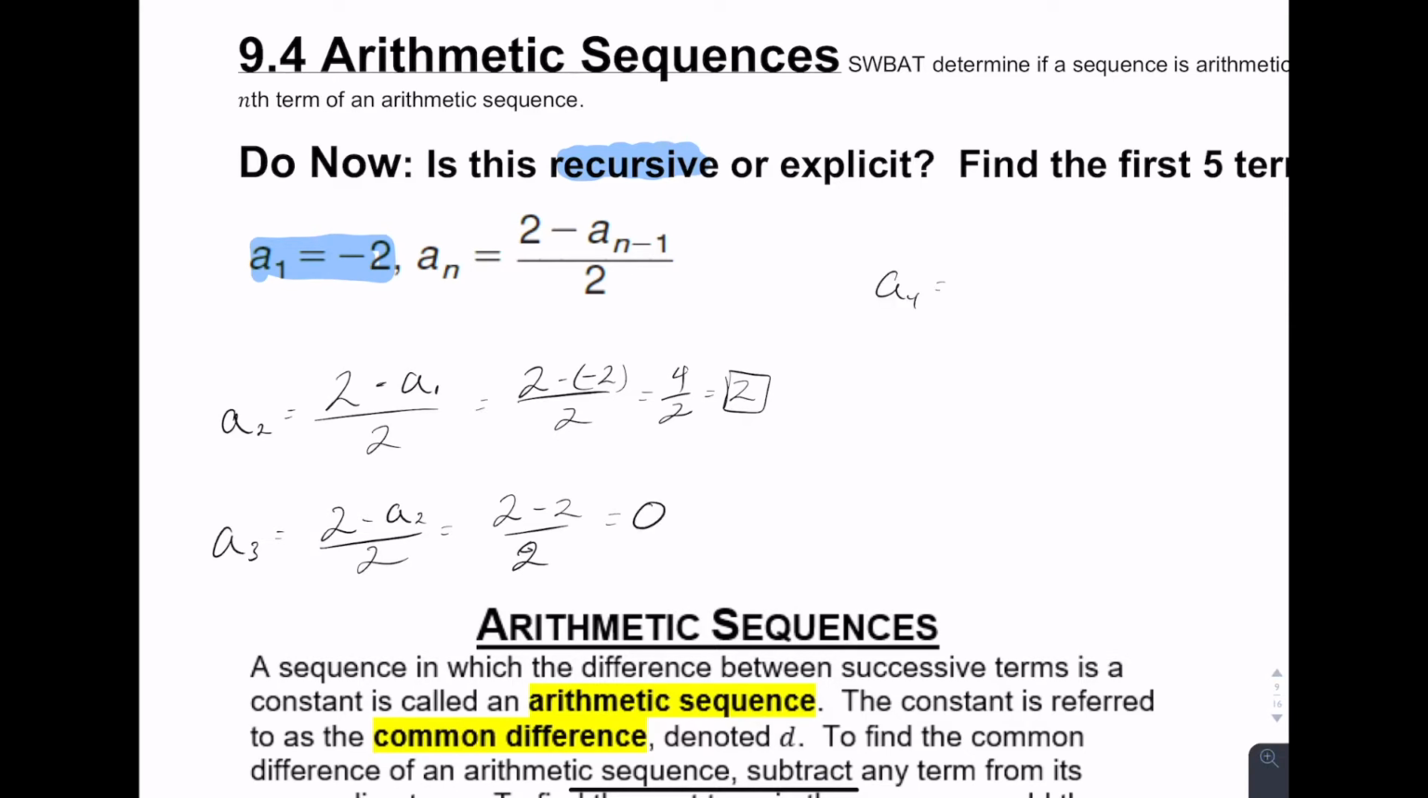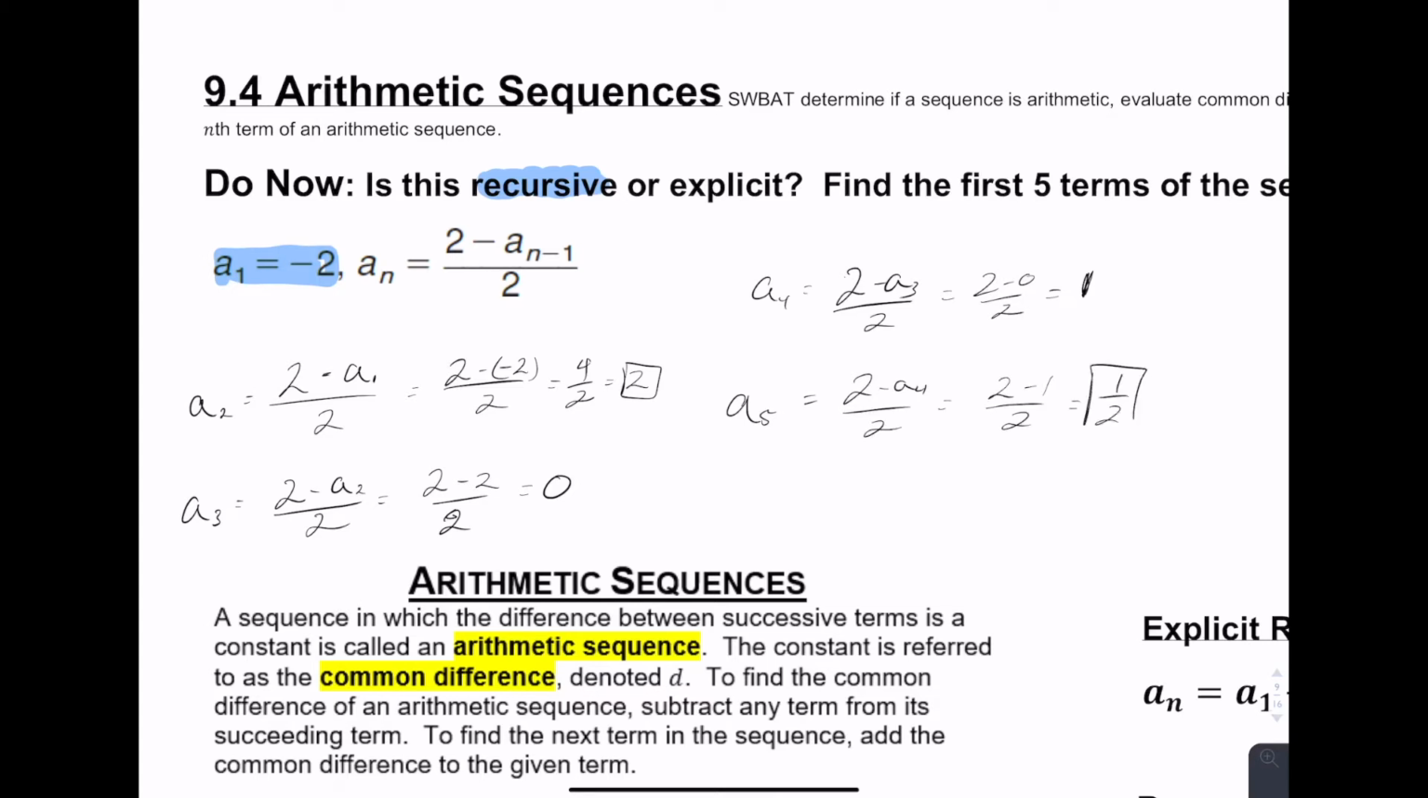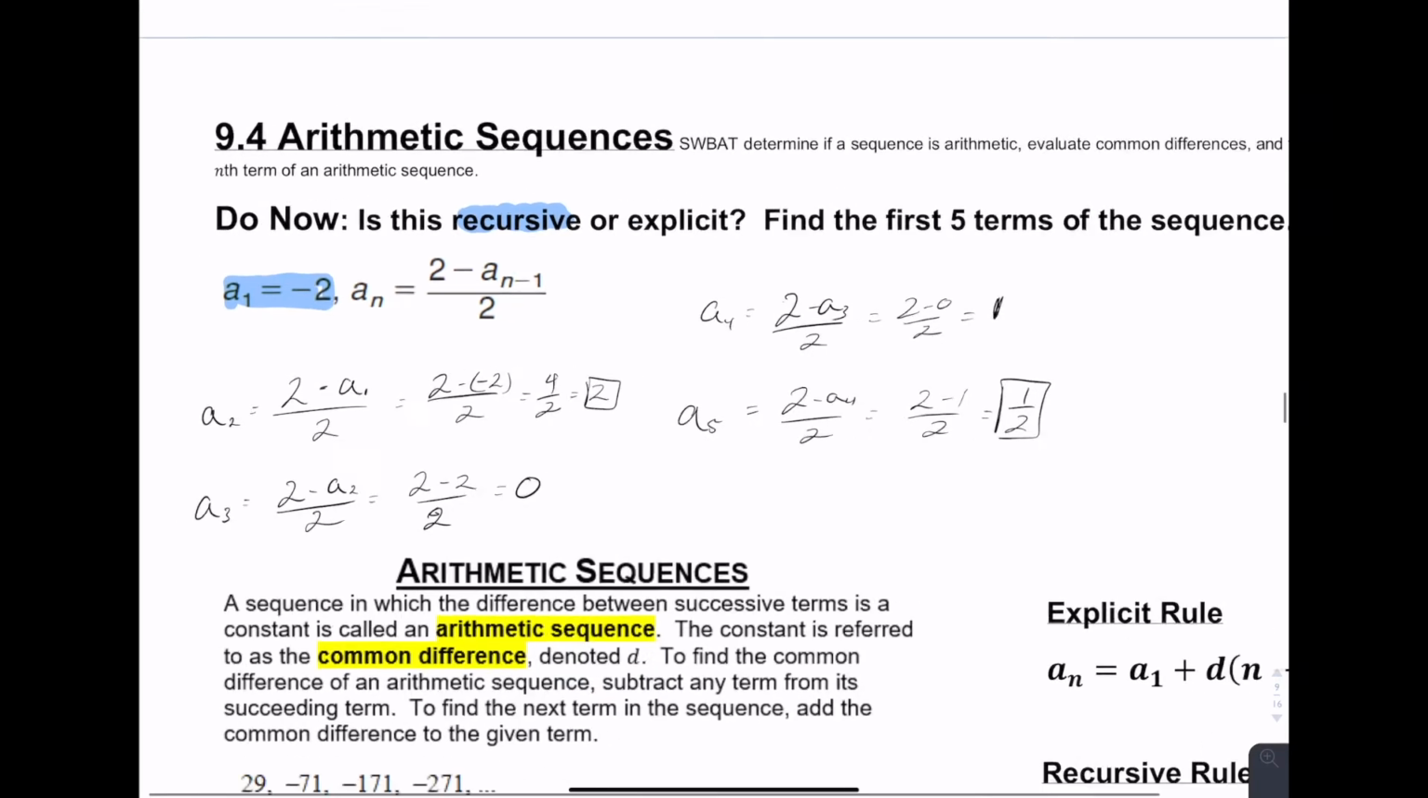A sub 4. And so from here we have, let's see, 2 minus a3 over 2, which is 2 minus 0 over 2, which gives us 1. And then a sub 5, it'd be 2 minus a4 over 2, which is 2 minus 1 over 2, which is just 1/2. And there we go. We found all the first five terms.